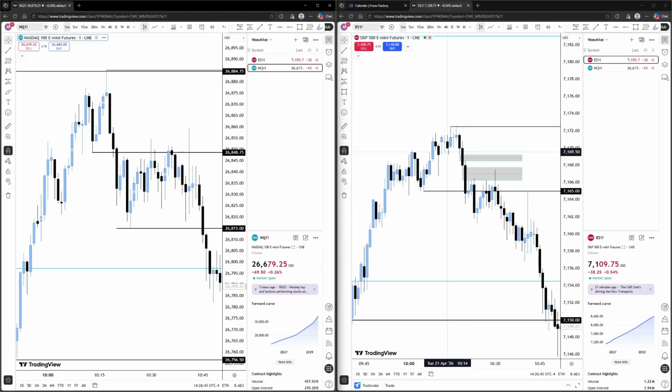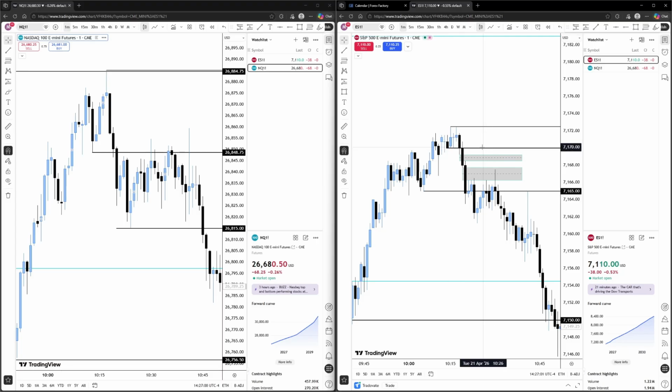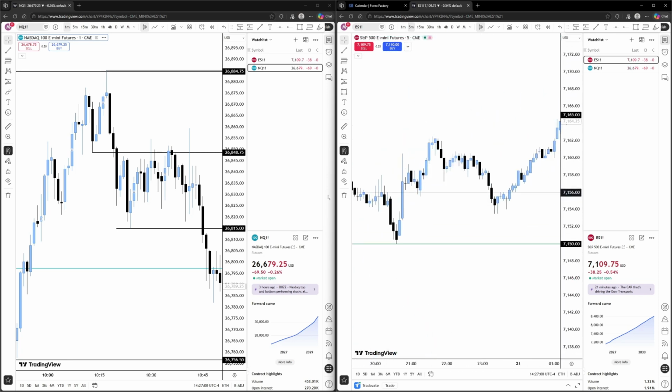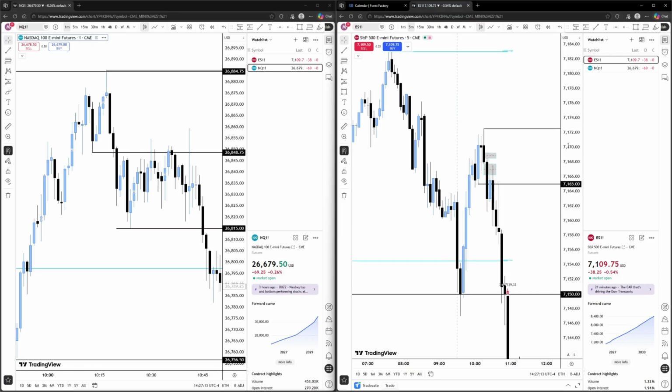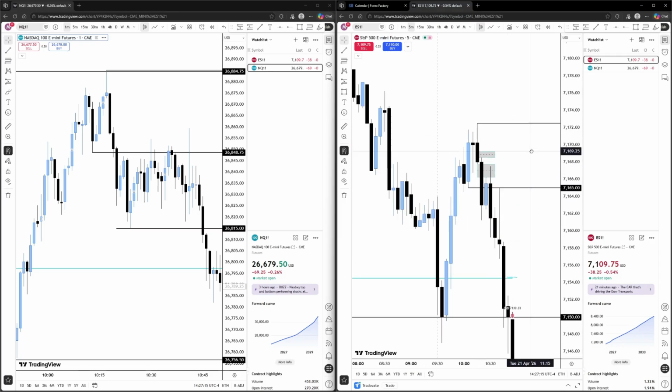See, look, once it broke here, I think we need a 5-minute break. Yeah, the 5-minute break of structure here.